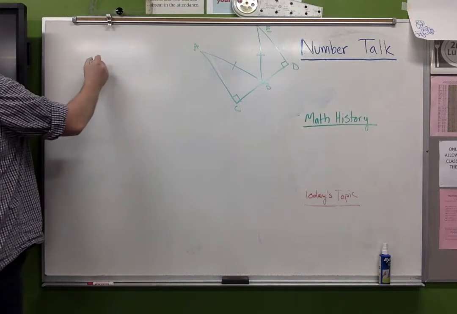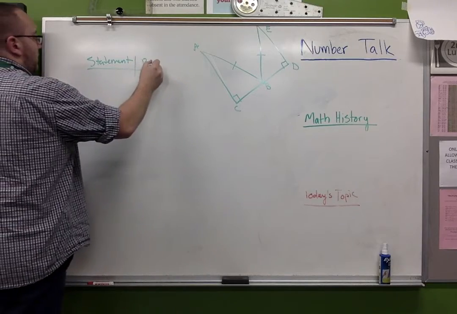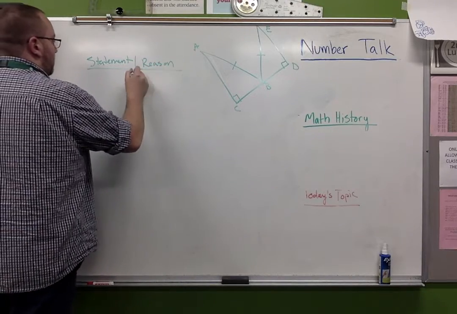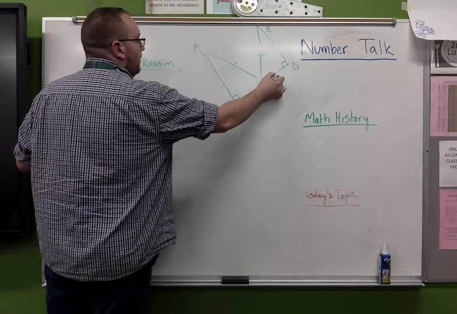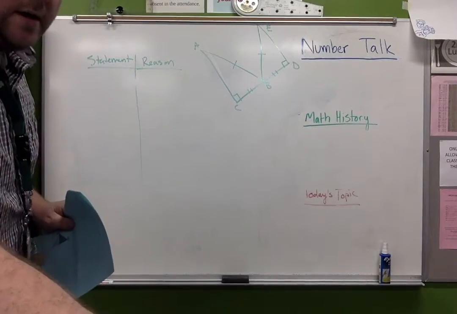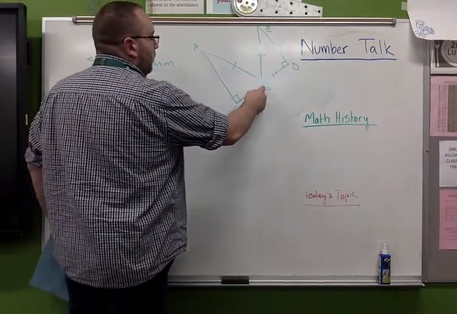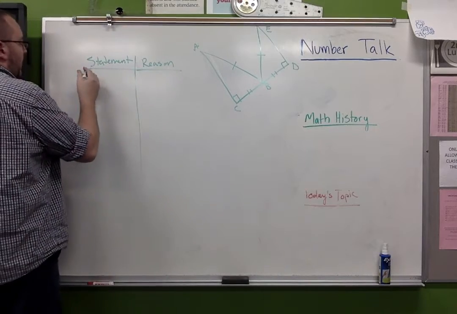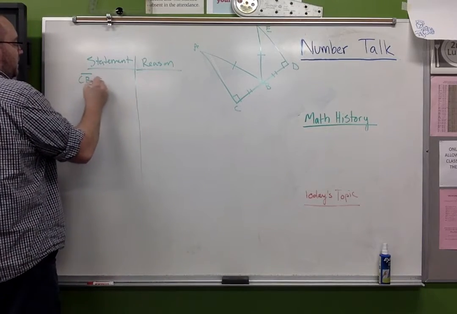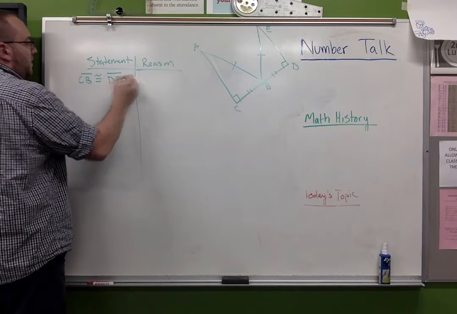So here we got our statement, reason. Okay, so given B is a midpoint, that means CB and DB are congruent. Gotta make sure I'm still recording, yeah. All right, since this is a midpoint, this side's half, this side's half, so these are equal to each other. So we have side CB is congruent to side DB, and that is given.